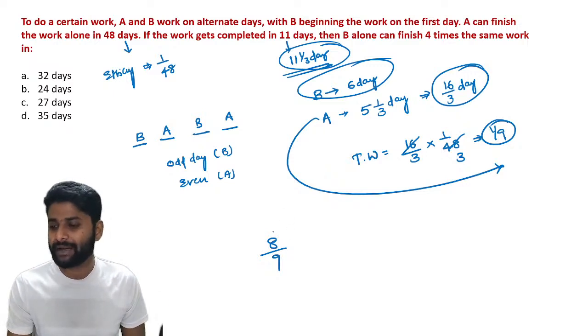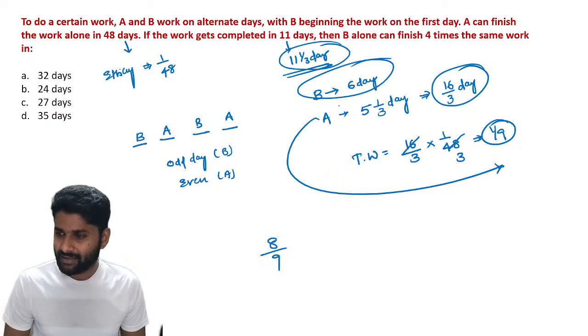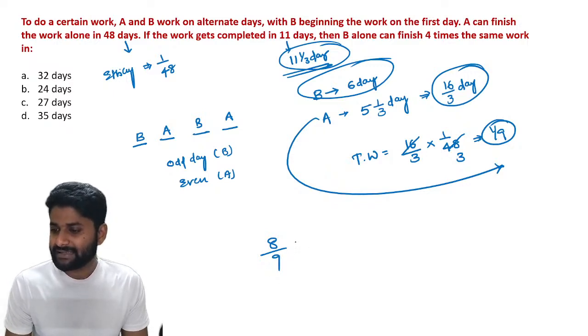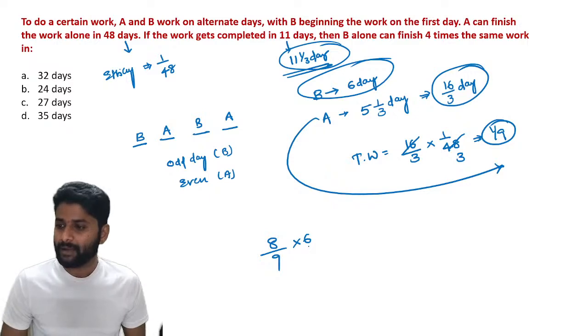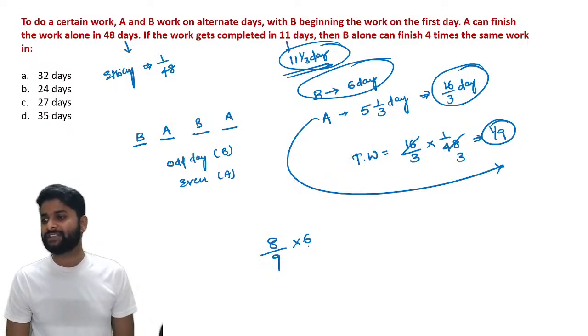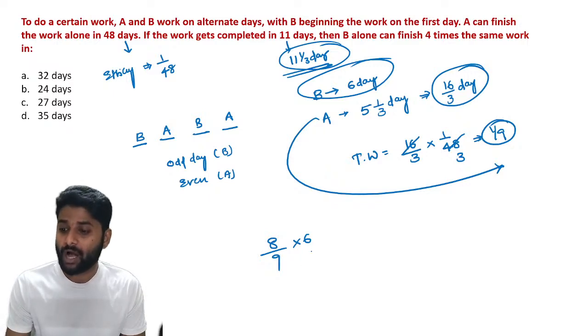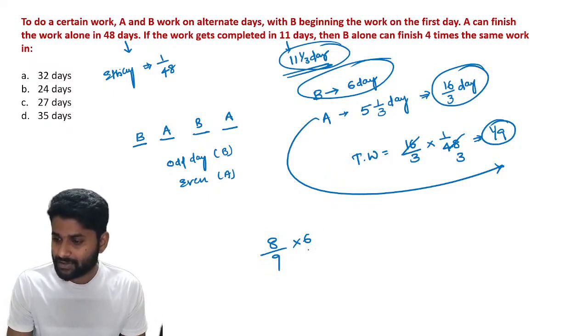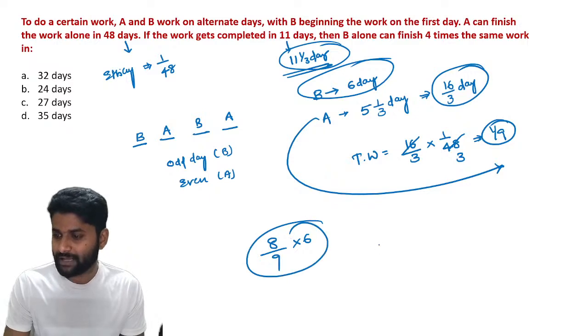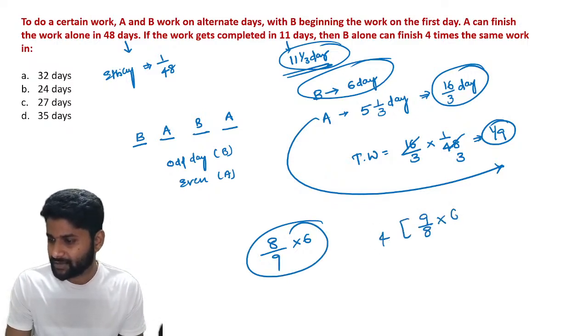So these 8/9 units of work are completed by B in 6 days. Is it clear? But here the question is, B alone can finish 4 times the same work in how many days? So for 4 times the work, reverse this fraction: 9/8 into 6.